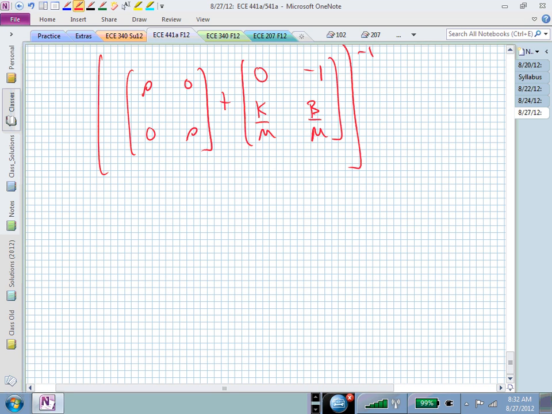And let me just combine those two matrices. I can add those, and I now have S, I have a minus 1, I have a K over M, and I have an S plus B over M, and I now need to invert that. And what's the inverse of a matrix? It's 1 over the determinant of that matrix times the adjoint matrix, which is the cofactor matrix transposed.